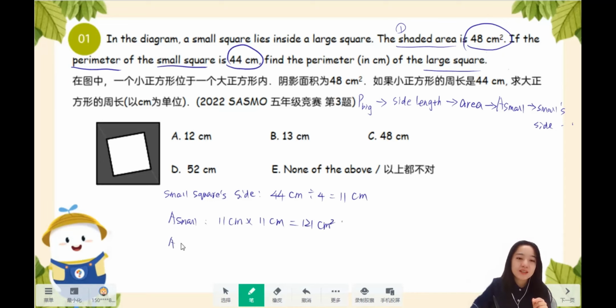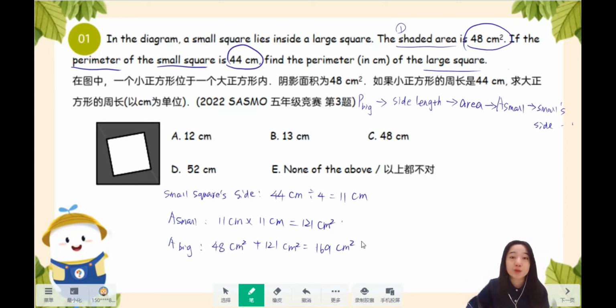Then, to find the big square's area, we just need to add up the shaded part, which is 48 square centimeters, with the small square's area, which is 121 square centimeters. In this way, we can get it is equal to 169 square centimeters. Then let's see.